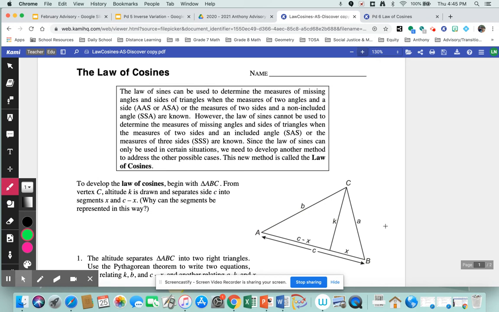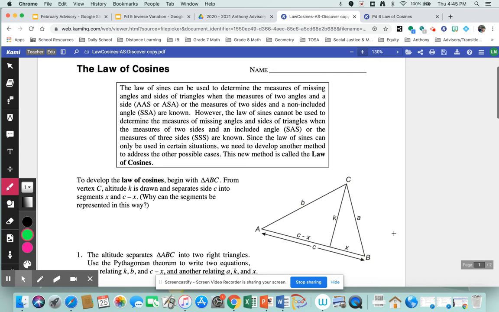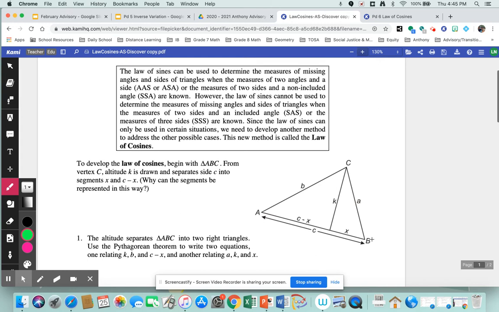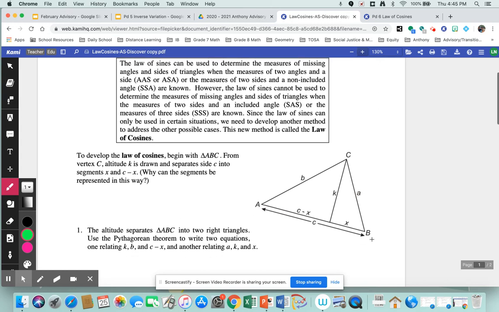I had planned that you would do this in small groups, but because we're not having a live class, I'm going to have you work on this independently, and then you'll come back to the video to get the answer for this. So anyway, we're going to figure out how we can develop the law of cosines. Last class we learned about law of sines, and those were for acute triangles, and the law of cosines looks like an acute triangle too. And so you're going to work through the investigation to derive the law of cosines.